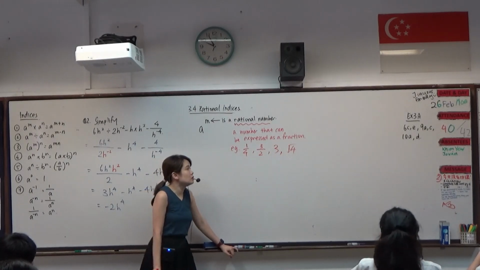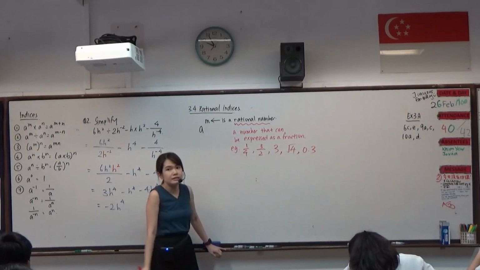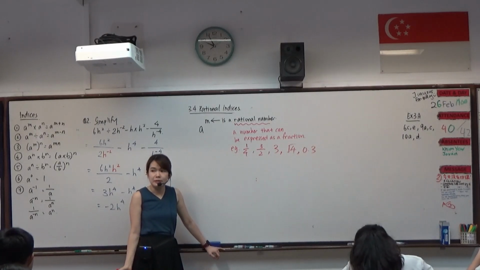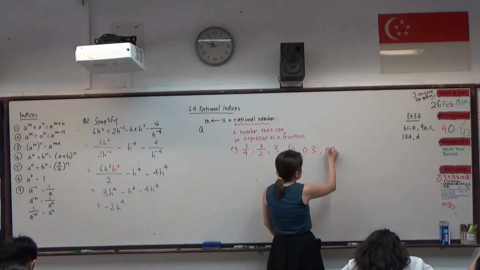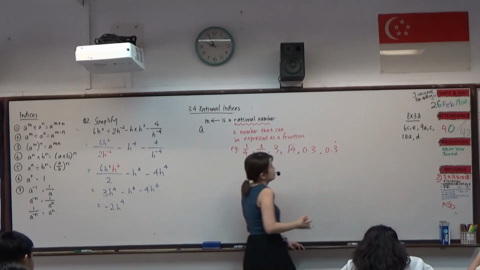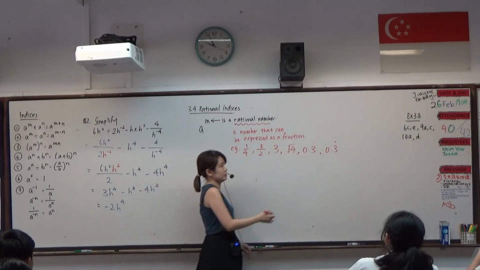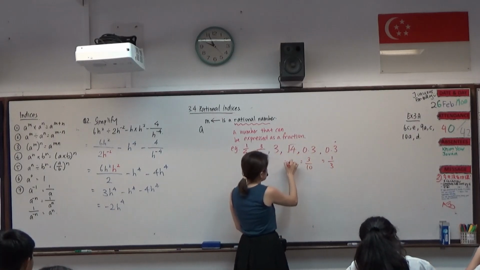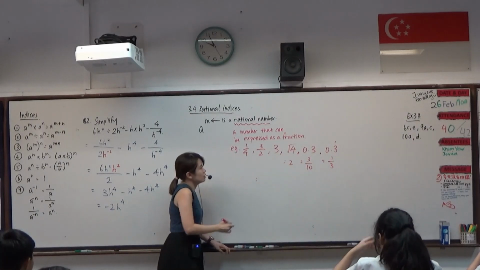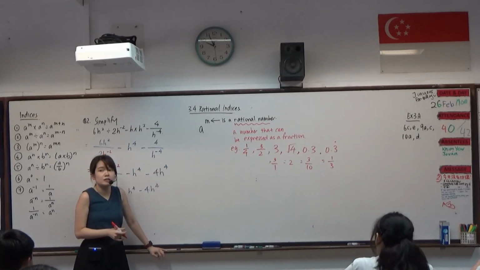Okay? So 0.3. Is it a rational number? Yes, because it is 3 over 10. Okay? 0.3 recurring. Is it a rational number? Yes, because it is 1/3. Okay? Right, so all these numbers are considered rational numbers.